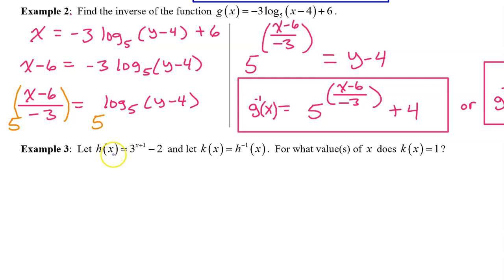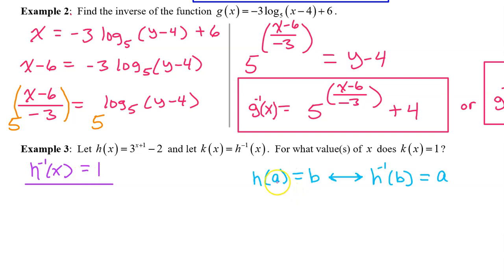Example 3. Let h of x equal 3 to the x plus 1 power minus 2, and let k of x equal h inverse of x. For what values of x does k of x equal 1? They are asking where k of x will equal 1, but remember k of x is h inverse, so they are asking where h inverse will equal 1.